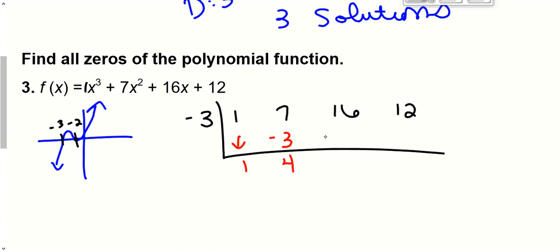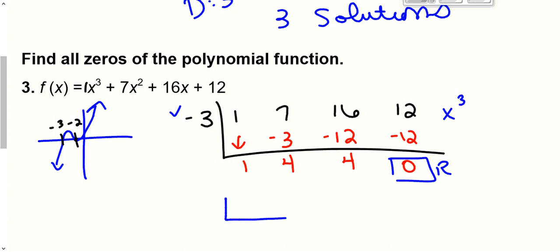Multiply by -3, you get -12. Add, and you get 4. Multiply again, and you get -12. Add, and you get 0. So your remainder is 0, which means that that is in fact a solution. So you started with x cubed on this one. The next one is going to be an x squared, but we're going to use these same numbers from right here. So 1, 4, and 4.